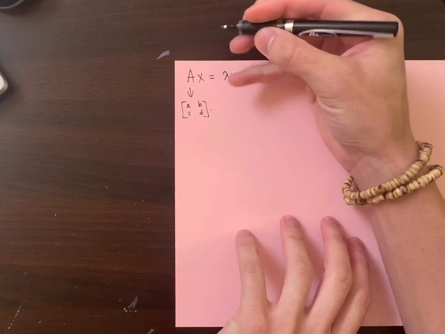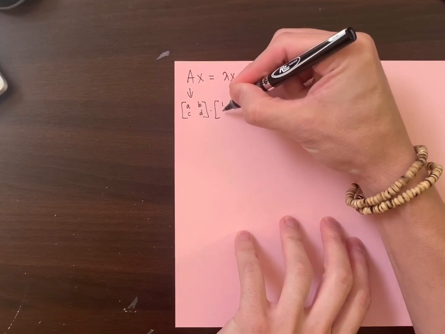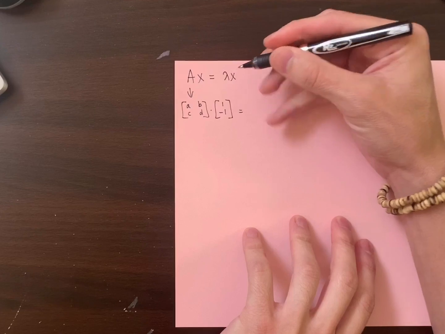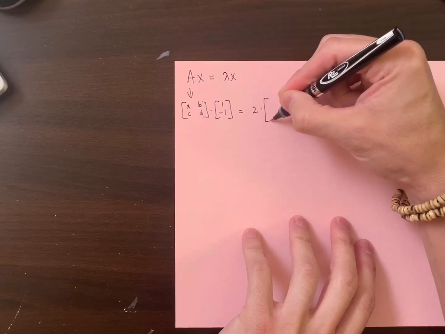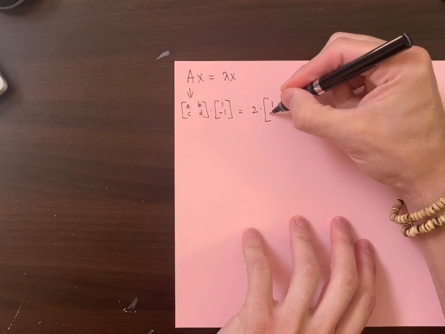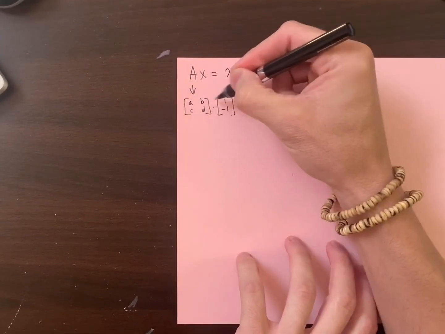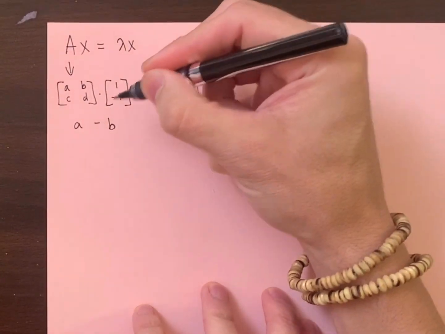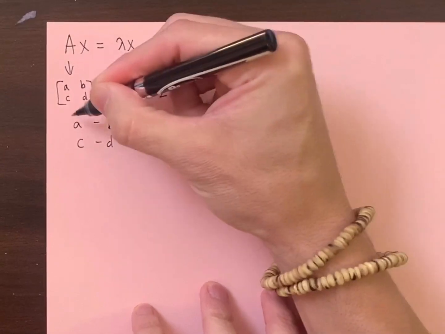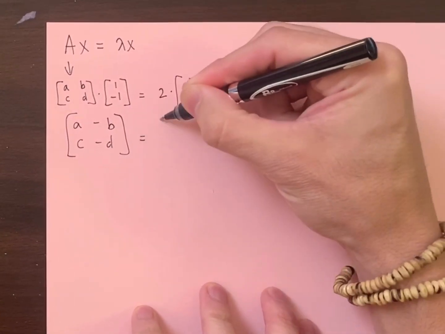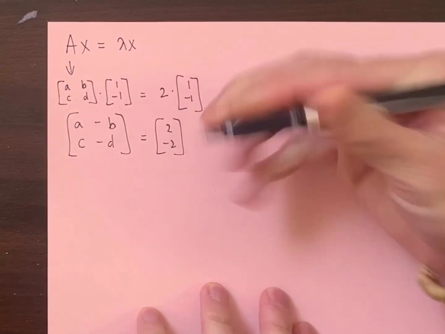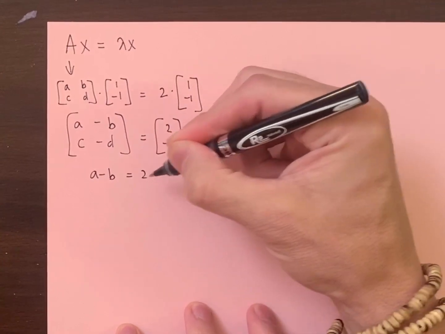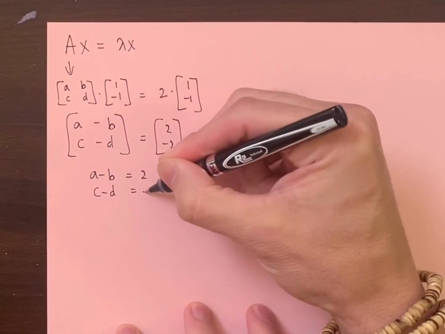Now let's plug in the first eigenvector, which is 1, -1 equals, and the eigenvalue, lambda 1, is 2 times, and again, we have 1, -1. So why don't we distribute? Let's multiply these two matrices. That'll be A minus B, and this will be C minus D. Equals 2, -2. So here, the takeaway is that A minus B equals 2, and C minus D equals -2.